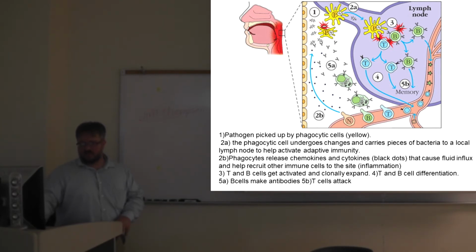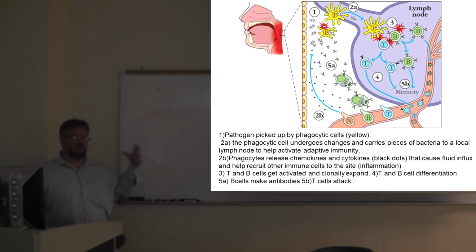The phagocytic cell releases cytokines, and they cause fluid influx and help recruit. So you're going to get local inflammation. Your lymph nodes may start getting sore. It helps recruit other immune cells to the site, so you get an influx of T cells and B cells. Then the T cells and B cells get activated and start expanding. So this, in the lymph node, is where we're going to have that interaction.